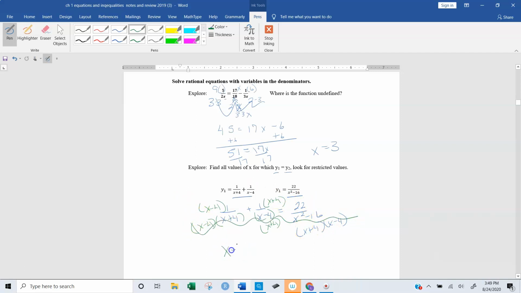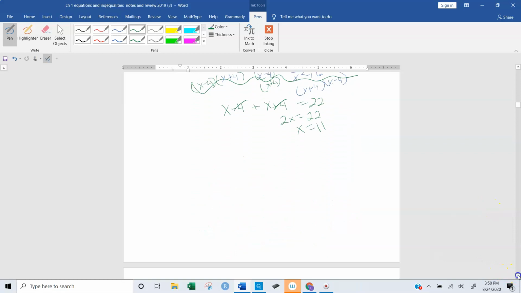So we have x minus 4 plus x plus 4 equals 22. All these 4's are going to cancel, giving us 2x equals 22. Divide by 2, and you should have gotten 11. Hope you did well. Aren't these kind of fun? Gotta like things that go nice and smooth for us.